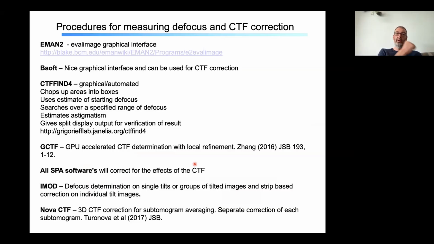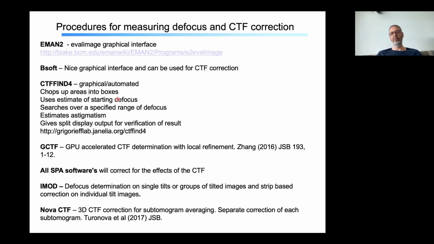There are lots of procedures for measuring defocus and for doing CTF correction. A lot of these you'll be doing in the practicals. EMAN2 has something. BSoft is what I showed you on the previous slide. CTFFIND4 is one of the most popular ways to do the initial CTF estimation.